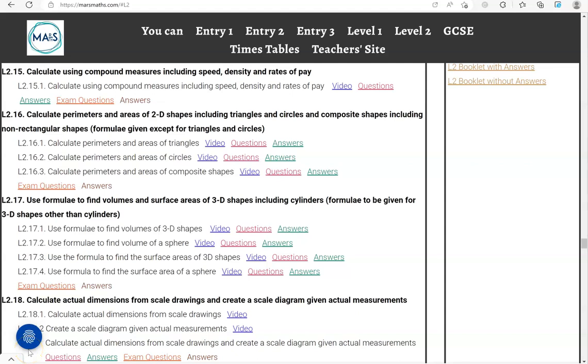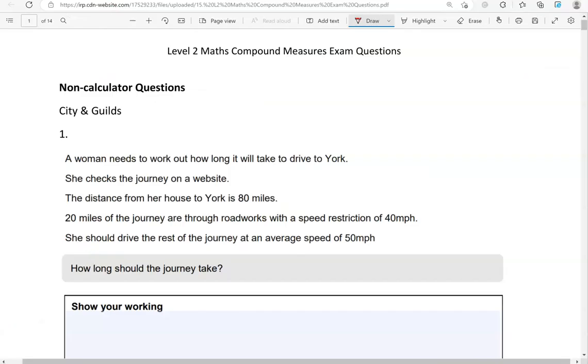In this video, we'll go through exam questions that cover the criteria calculated using compound measures, including speed, density, and rates of pay. You can locate the questions on the mathsmath.com website under Level 2. The questions come from different exam boards. We'll start with the non-calculated questions and then we'll move to the calculated questions.